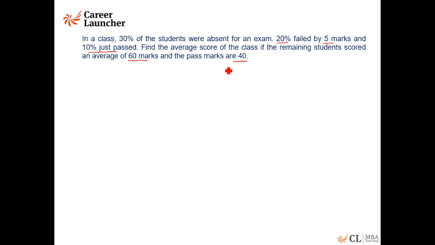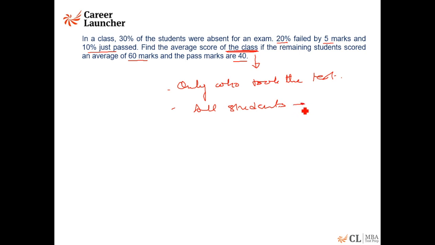Okay. And if you remember deviation method, you'll realize deviation method is reasonably fast. Okay. Now, there's an ambiguity in the question. Find the average score of the class if the remaining students scored an average of 60 marks. When we say find the average score of the class, does it include only those who took the paper? Okay. Who took the test or the exam? Or does it include all students? Okay. That's one ambiguity which is there in the question. So if it is saying average score of the class, if I have to take all students, what will I do? The students who did not attempt the paper, I'll give them 0 marks.